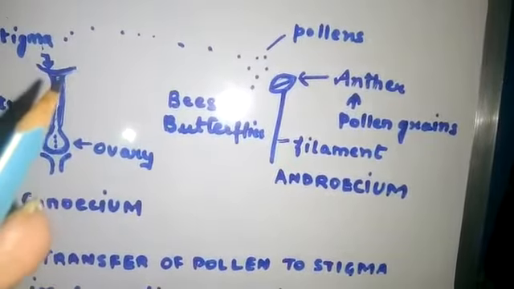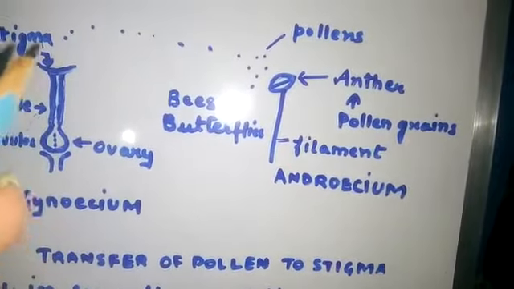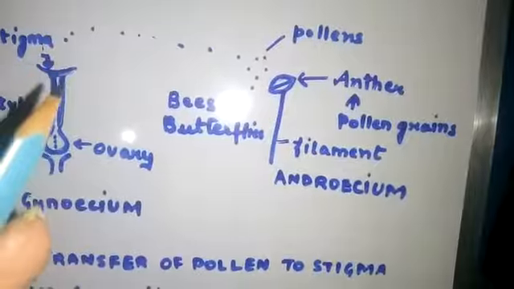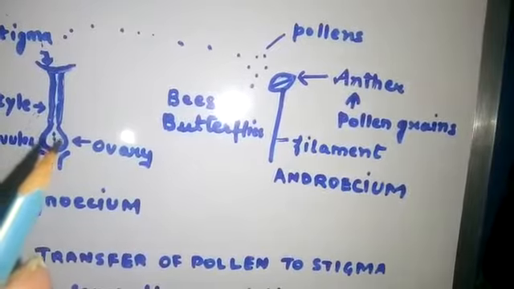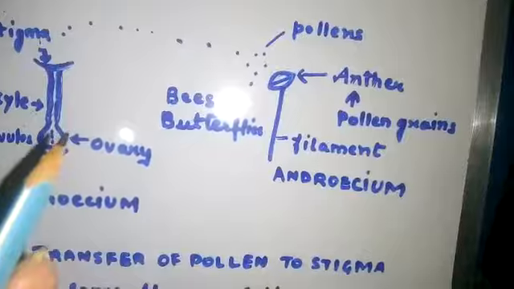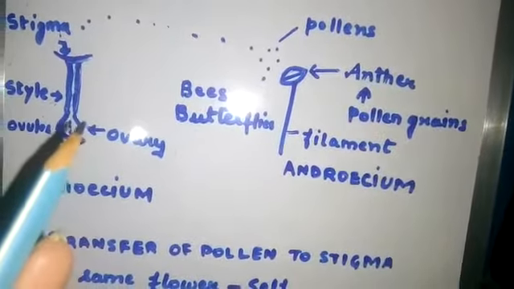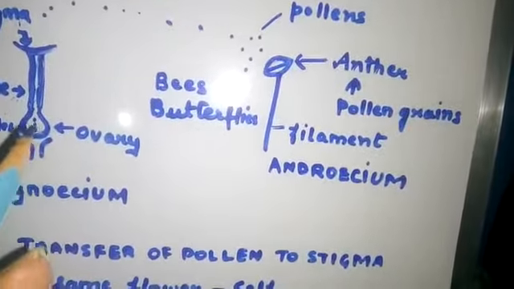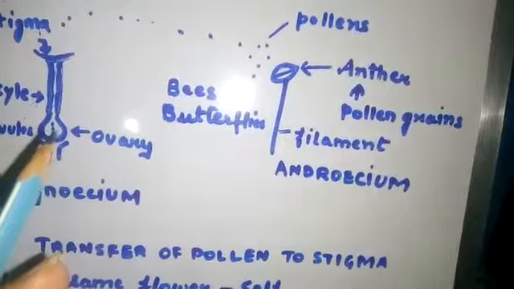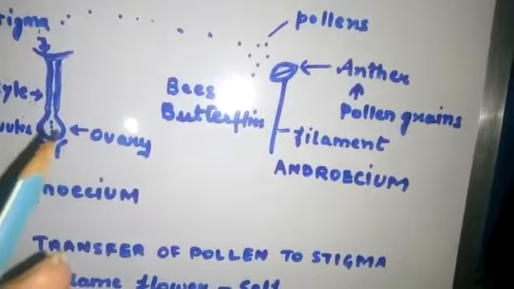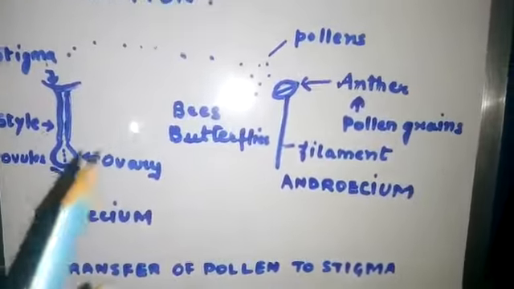Now how can a pollen grain move inside the ovary? The pollen grains develop a tube inside the style and reach the ovules, where they fuse together to form seeds. So this is about pollination.